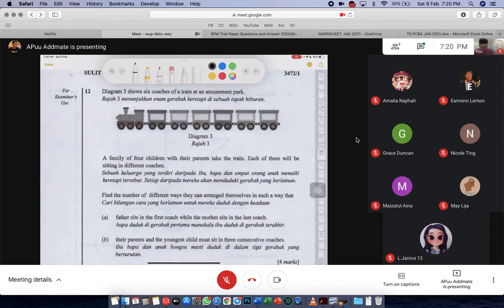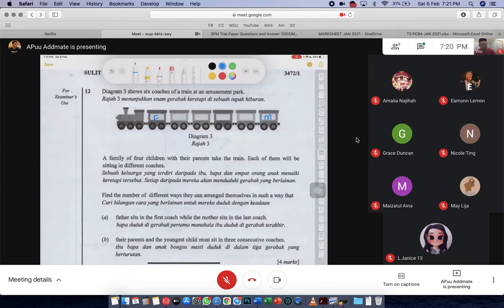So the first question says, find the number of different ways that they can arrange themselves in such a way that the father sits in the first coach while the mother sits in the last coach. So it means now it's already fixed. The condition is that the father must be in the first coach and the mother must be in the last coach.